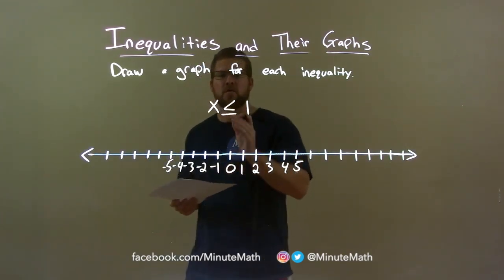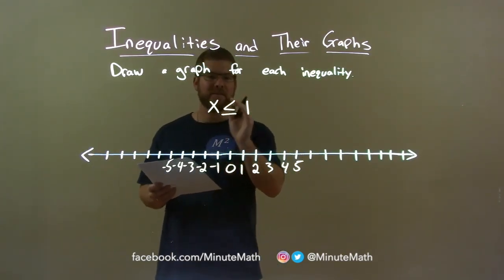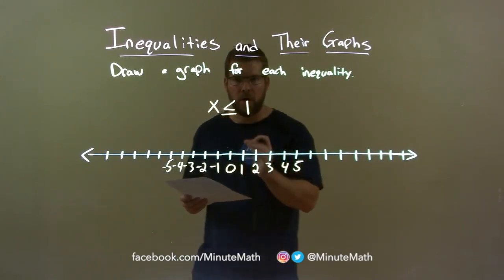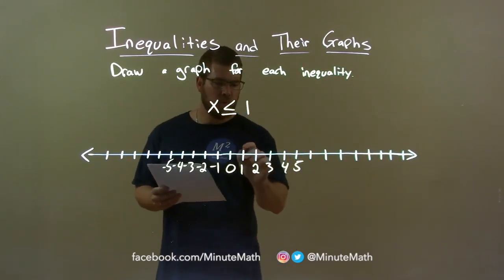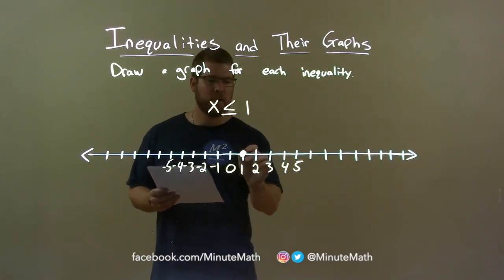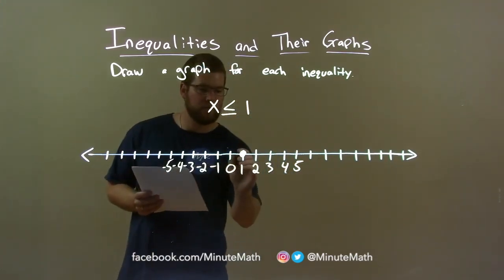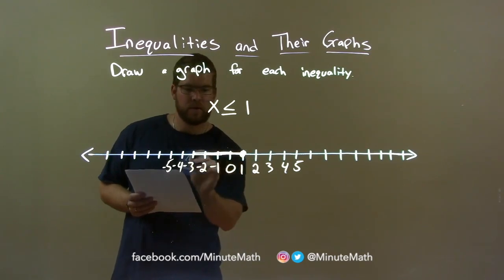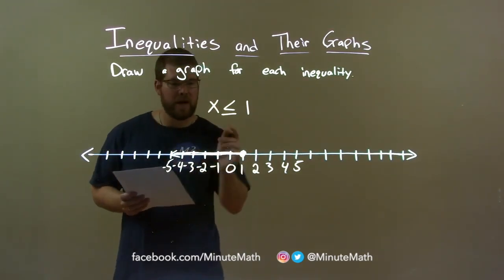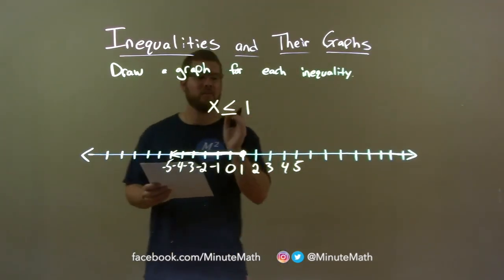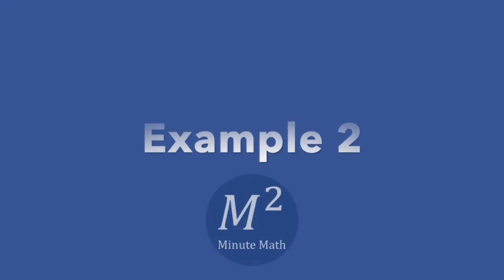So they tell us that x is less than or equal to 1. If it's equal to 1, we put a closed circle right there at 1. And if it's less than, we shade to the left of that value. And there we have our graph. X is less than or equal to 1.